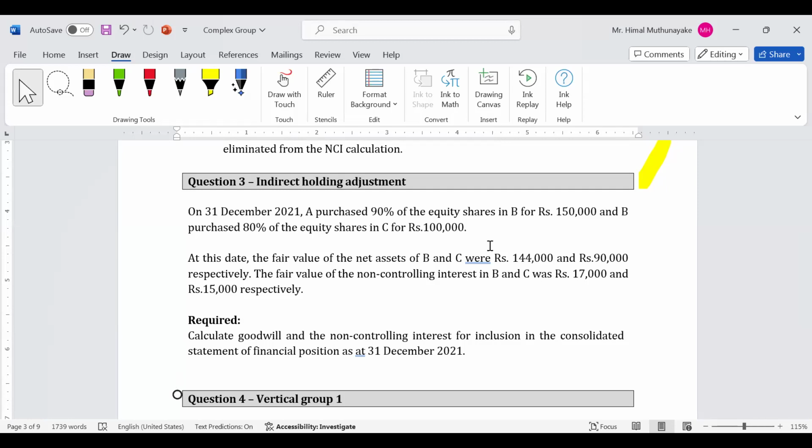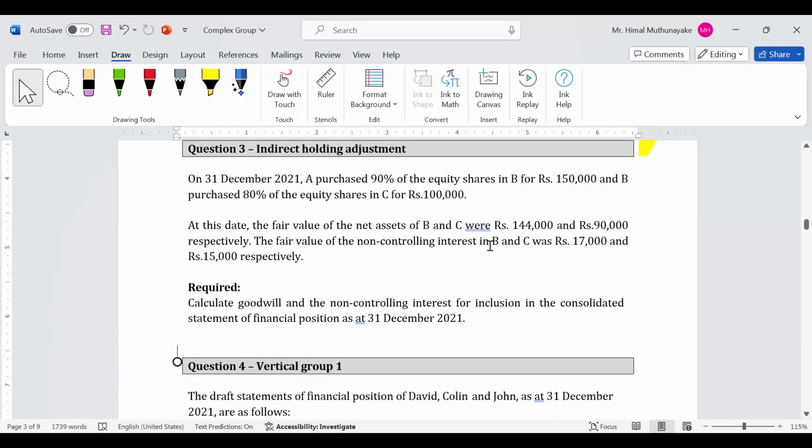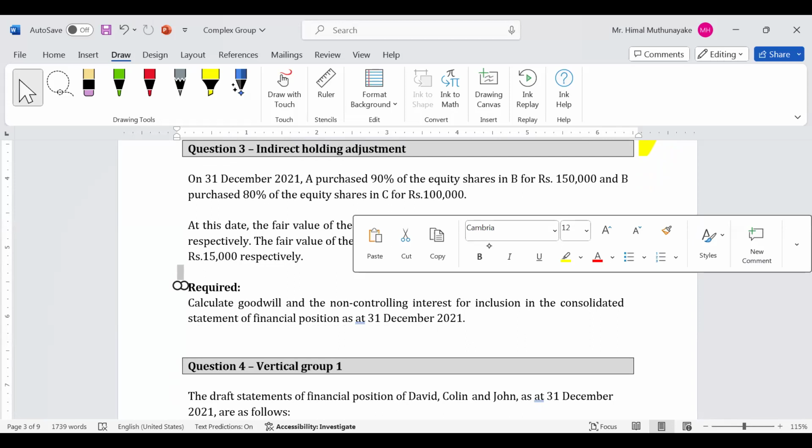Right? Only the adjustment we are requiring is the indirect holding adjustment. Right? Indirect holding adjustment. So let's work on this question. I will take an Excel sheet.